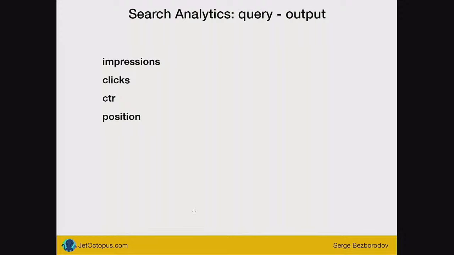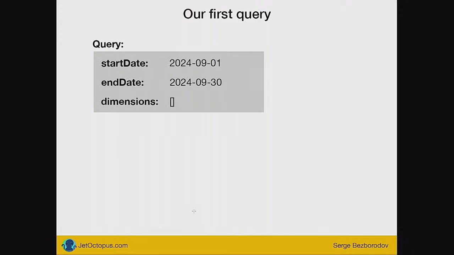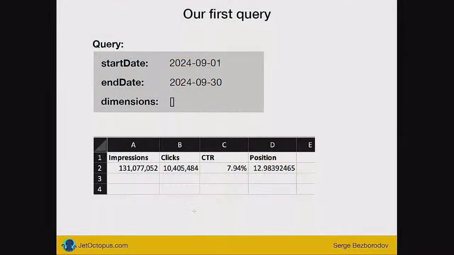Okay, so now is the time to make our first query. I hope you're ready. For the previous months, for September, let's just pull the data from 1st of September till 30th of September, without any dimension, just the simplest thing we can do, okay? And we get the results. I store it as an Excel file, so extremely understandable, nothing fancy here.